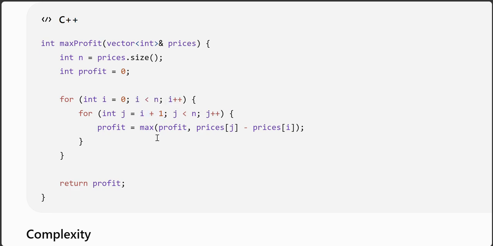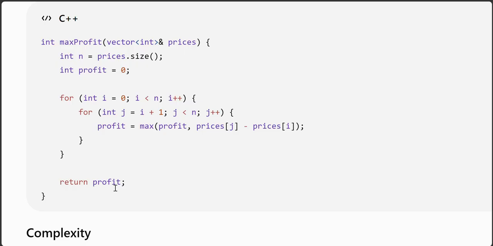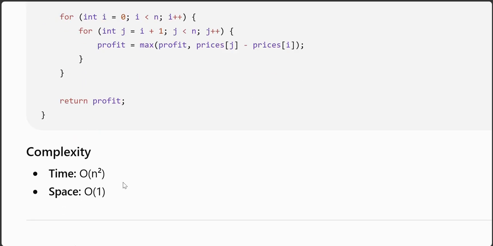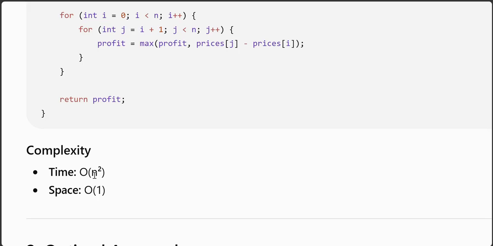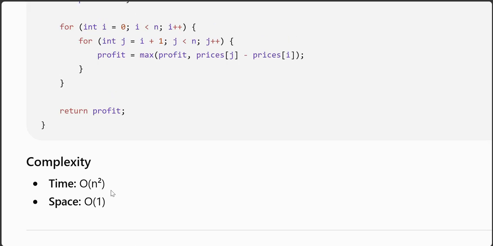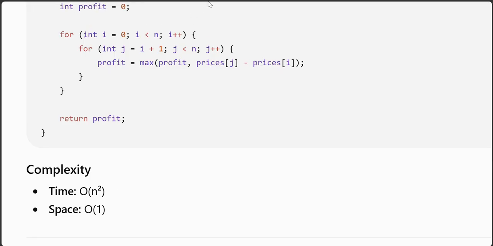We check for every j the best time to buy and the best time to sell by simply checking the maximum profit, and after getting the maximum profit we simply return that profit. Its time complexity is O of n square, and space complexity is O of 1 because we are not using any extra space. So let's move to its optimal solution.